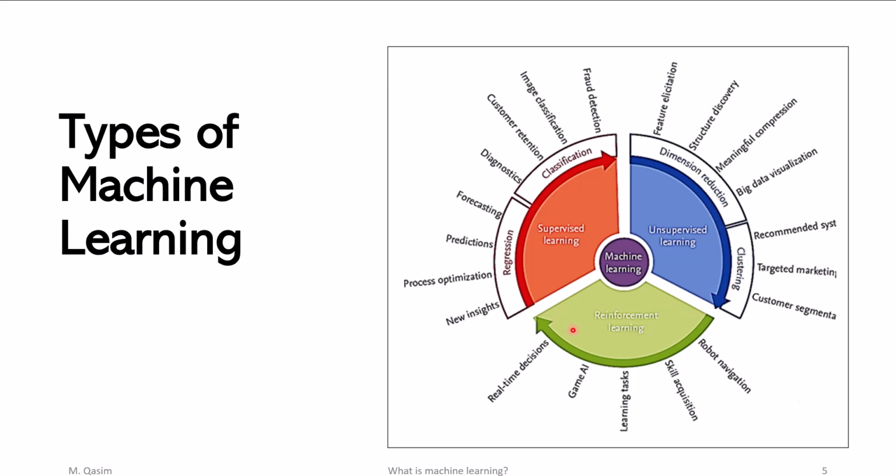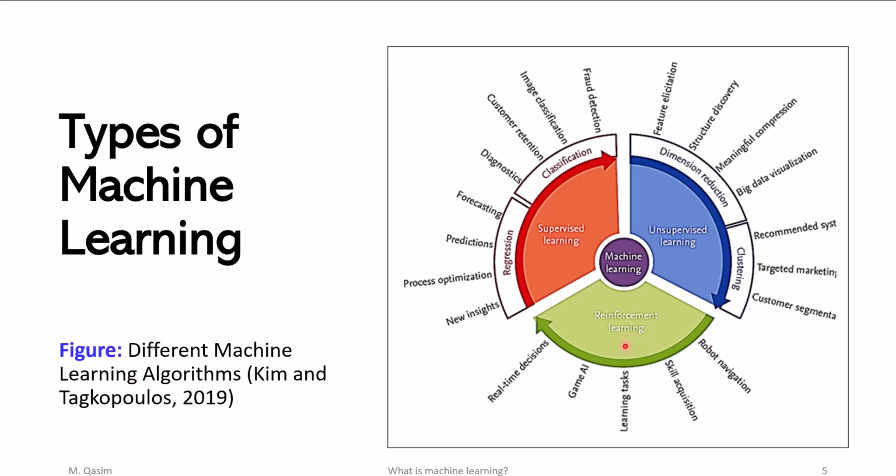And we have another type of machine learning, that is reinforcement learning. Actually, reinforcement learning is an area of machine learning that is based on behavioral psychology, namely how software agents take action in a particular environment to maximize the cumulative reward. So the best example is game theory. So this is reinforcement learning, a brief overview.